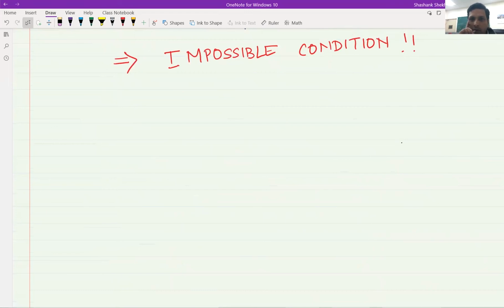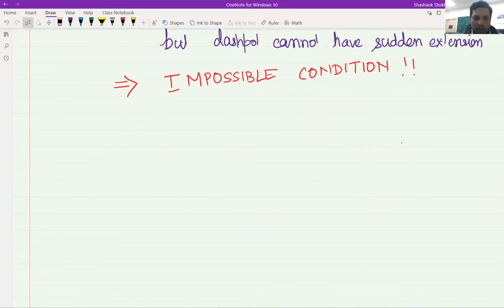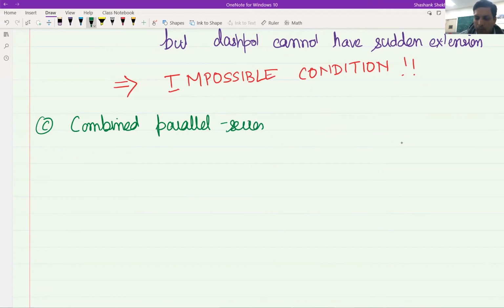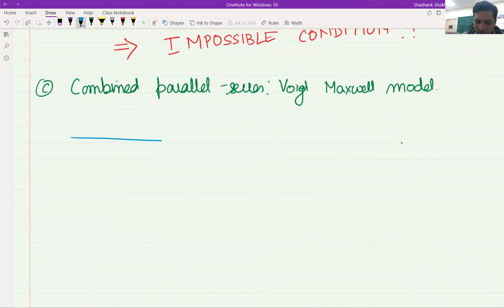Continuing with our simple model, let's look at one more simple model, which is one level higher in terms of complexity than what we have already considered. So what we do here is a combined parallel-series configuration, which is also called the Voigt-Maxwell model. Now, as the name suggests, what we have here is a configuration where you have both the things. You have the spring and the dashpot in parallel and also in series.